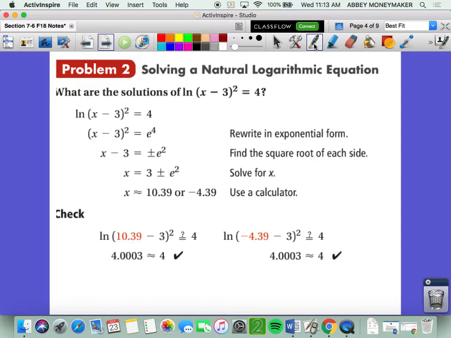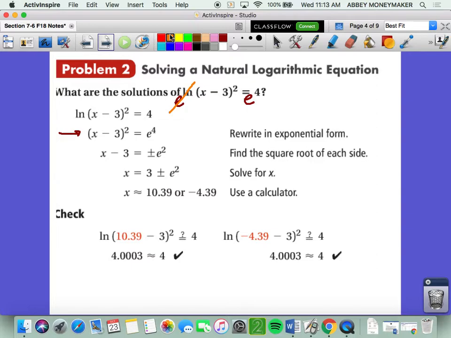So, what did they do here in this step? What they did was they put an e on both sides. But they don't show it. They just didn't show it. I want you to show it. Okay? So, what happens with the e and the natural log since they are inverses of each other? They cancel each other out. So, you're left with this step right here. (x minus 3) squared equals e to the 4th. And then guess what? We just solved.